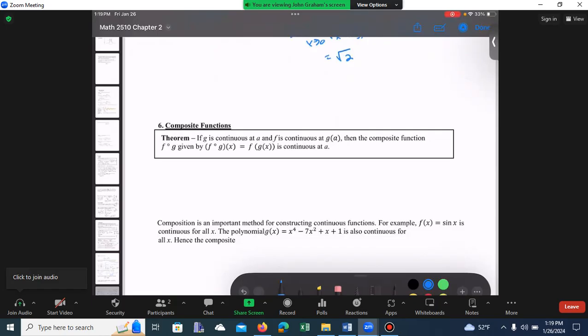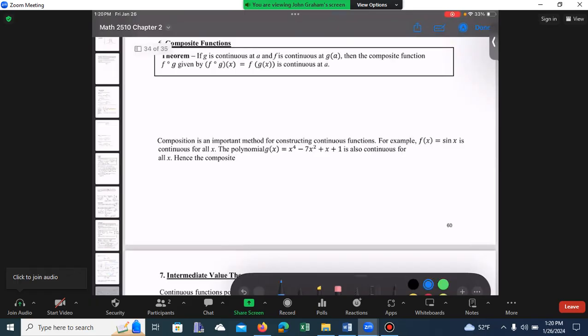All right, so if g is continuous at a and f is continuous at g of a, then the composite of f with g, given by f composite g of x equals f of g of x, is continuous at a. One more point on this: composites are an important method for constructing continuous functions.